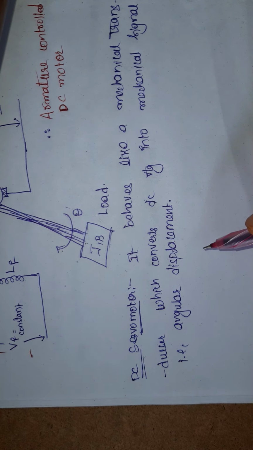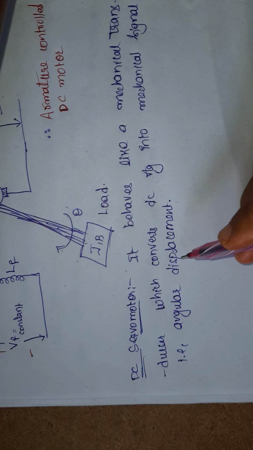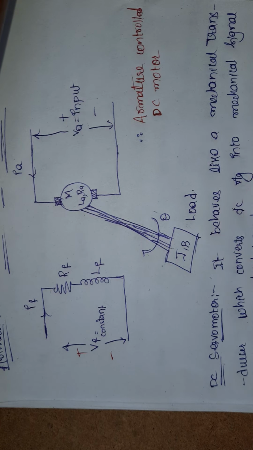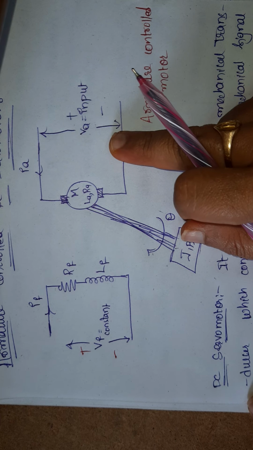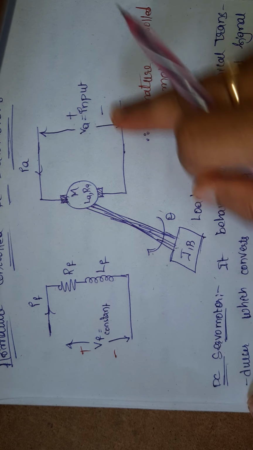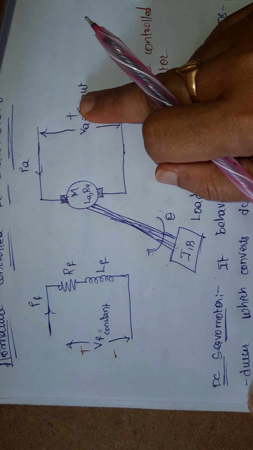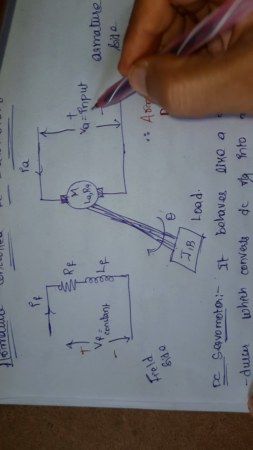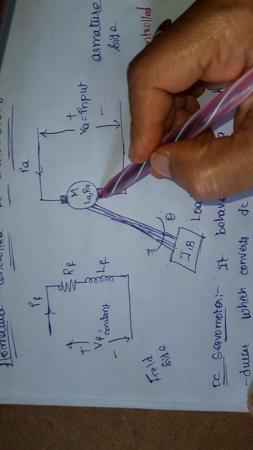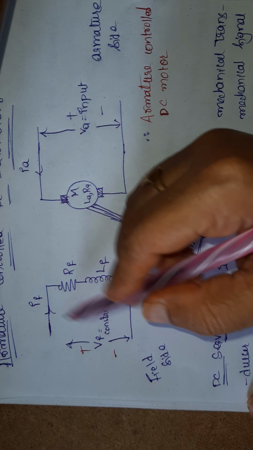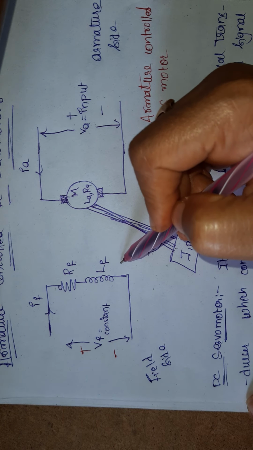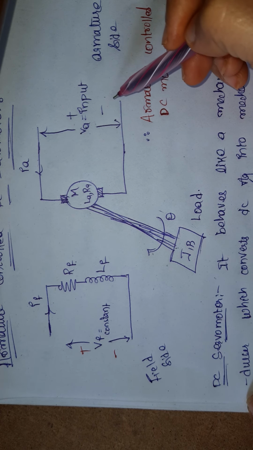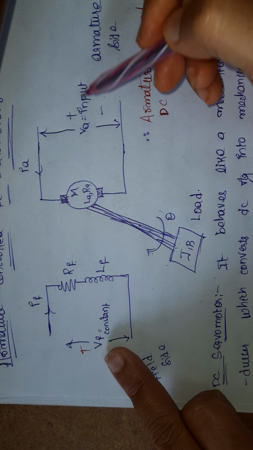So here two DC supplies are used in DC servo motors. One is at the field side, one is at the armature side. So this is field side and this is armature side. That's why we have the suffixes VA, IA, LA, RA. Field side VF, IF, RF and LF. So two DC supplies are used, VF and VA.